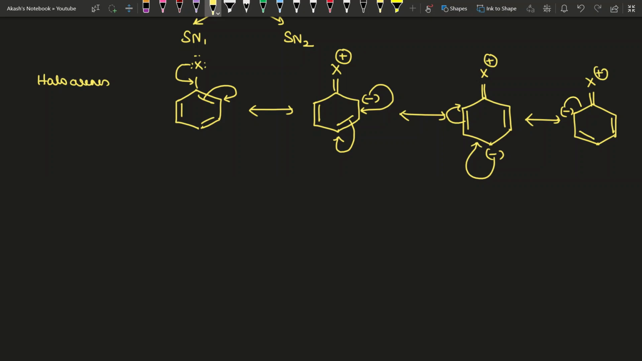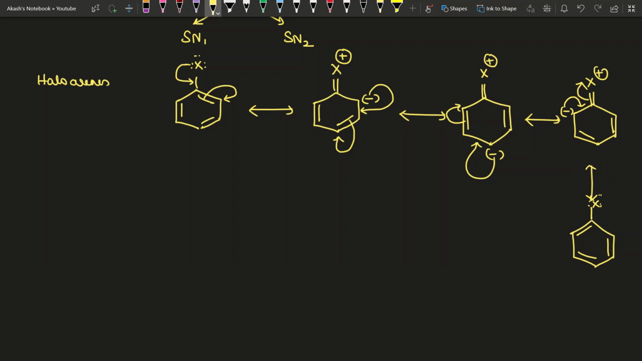The last step. So what will you get? So the same structure will be re-established such that the pi electron clouds are re-established. So the halogen will be with the lone pair of electrons.